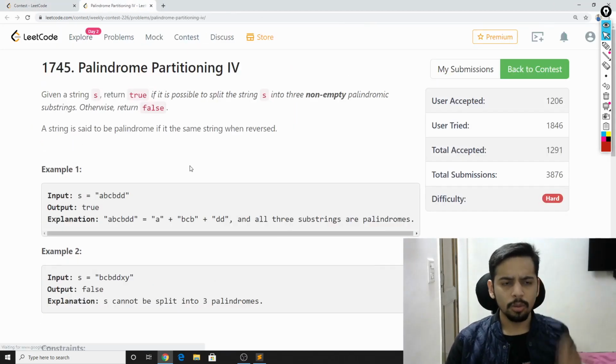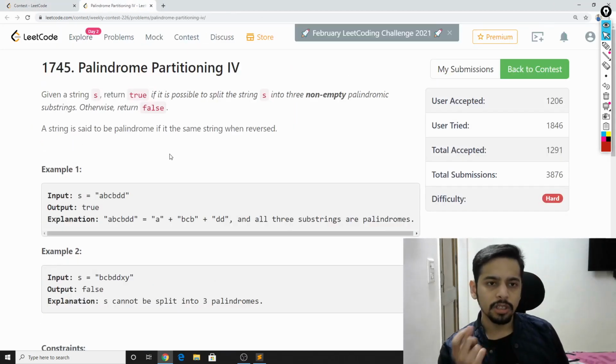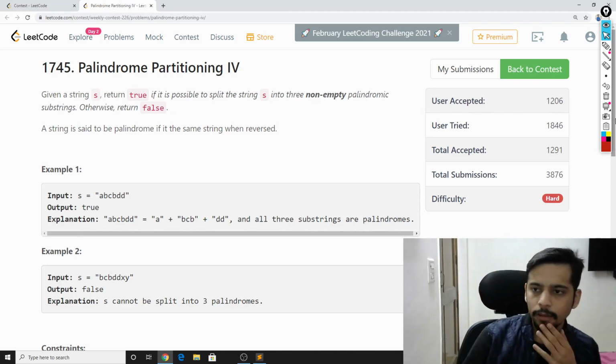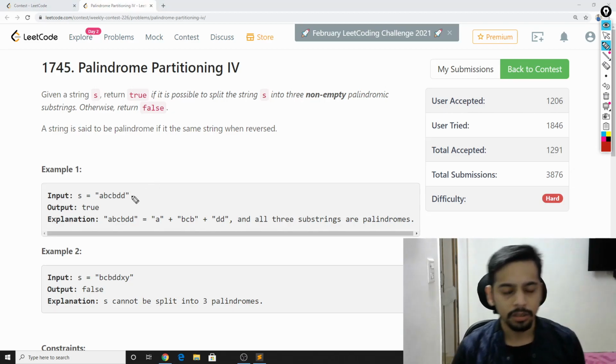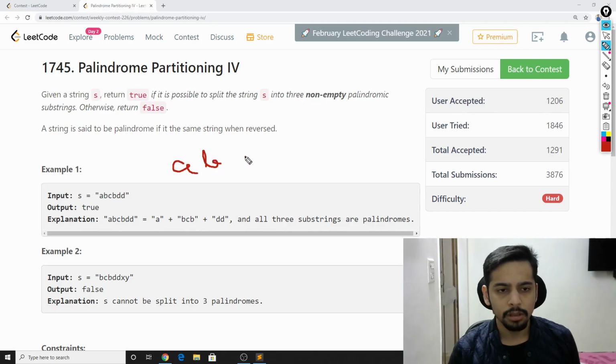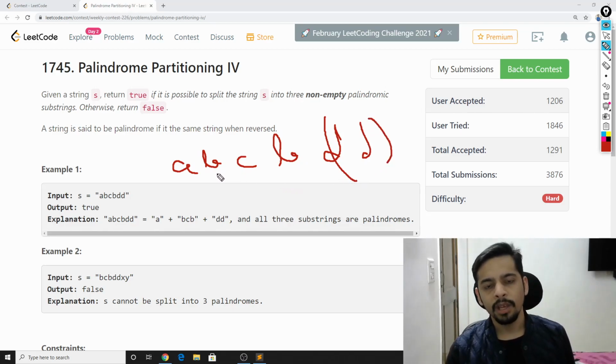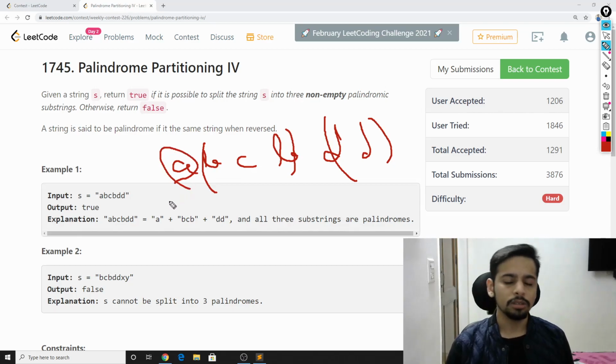Palindrome partitioning is a common problem, isn't it? Given a string S, return true if it is possible to split the string S into three non-empty palindromic substrings. Okay, three non-empty palindromic substrings. So A, B, C, B, A, B, C, B, and DD. So DD is obviously a palindrome. I can probably break it here. BCB is a palindrome and A is a palindrome. Okay, so answer came out to be true.